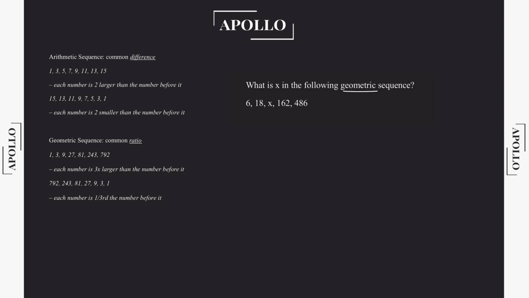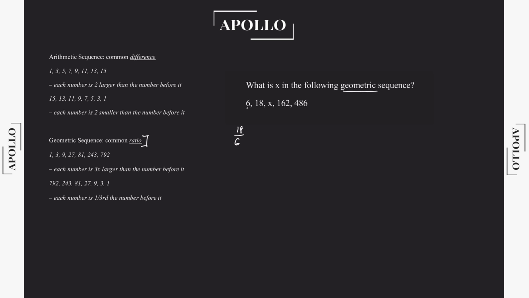So it's a geometric sequence, so we need to find the common ratio. The easiest way to do that is if we just take 18 and divide by 6, it'll give us the ratio. So 18 divided by 6, that's going to give us 3. That means we know we have to multiply 6 by 3 to get 18. Let's see if that is correct for this one.